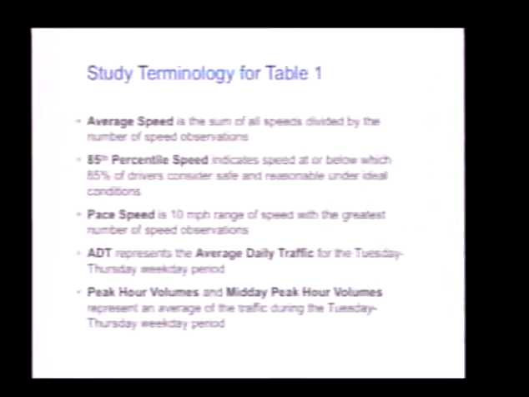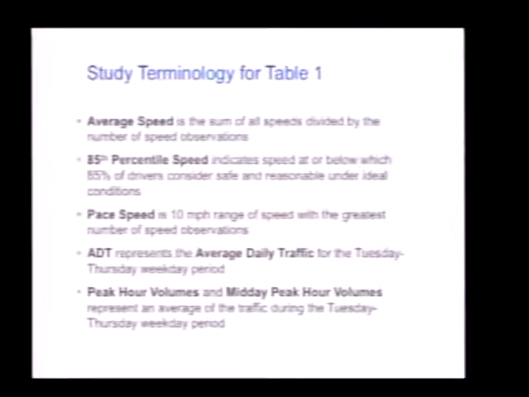Just some quick terminology. Average speed is the sum of all the speeds that were recorded divided by the number of speed observations. 85th percentile speed is a number that is used in engineering. 85th percentile speed indicates the speed at which 85% of the drivers feel comfortable driving. It's typically higher than the average speed. Pace speed is the speed in the 10 mile per hour range that most vehicles were traveling at.